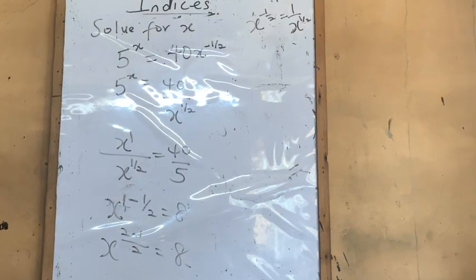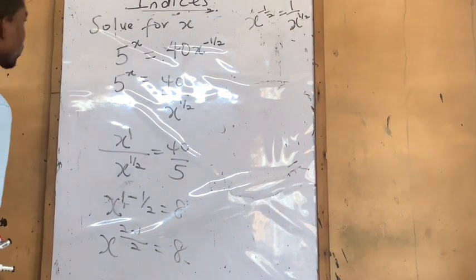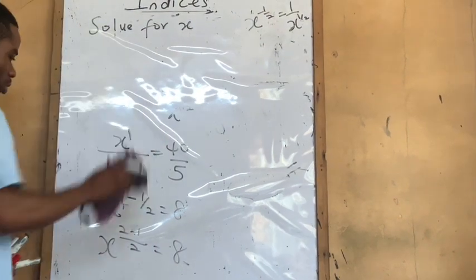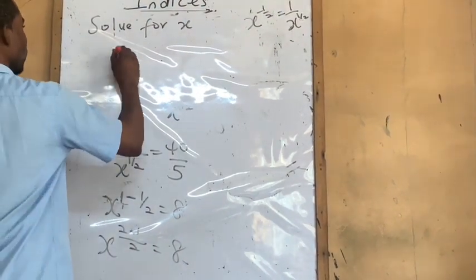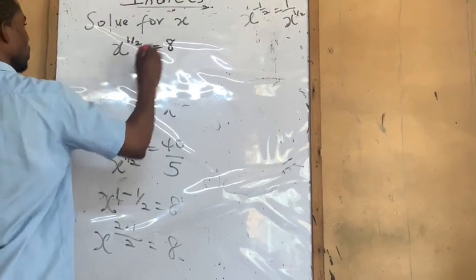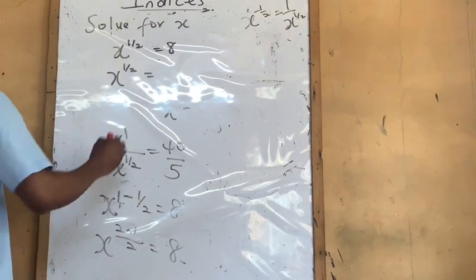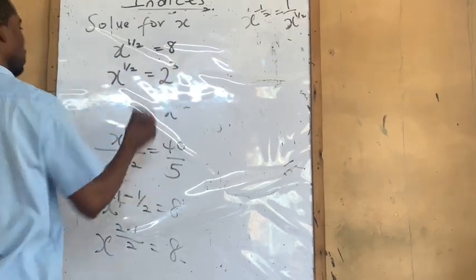So definitely we're going to have x to the power 1 over 2 equals 8. And you know that what's 8? That is 2 raised to power 3.